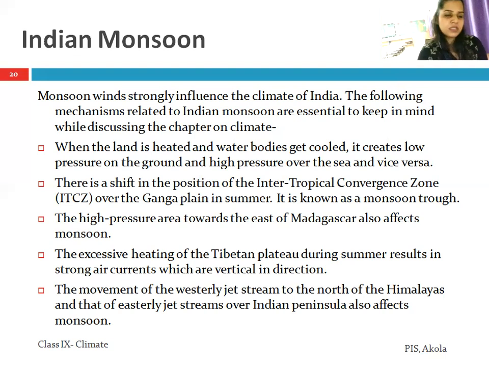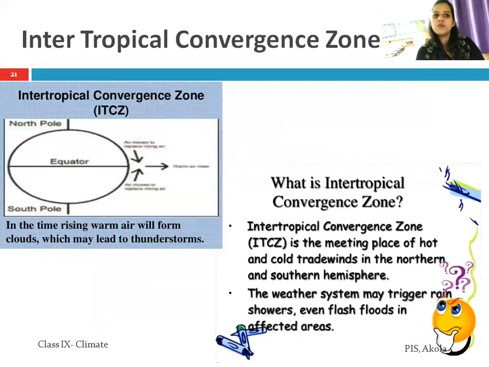These are the different mechanisms which you need to understand, revise and mug up so as to answer the question when it is asked what the different mechanisms of Indian monsoon are. Let us see what actually ITCZ, that is the intertropical convergence zone, is. This is the meeting place of hot and cold trade winds in the northern and southern hemisphere. If you see in this image, this is where the meeting place of hot and cold trade winds in the northern and the southern hemisphere is referred to as ITCZ, that is the intertropical convergence zone.